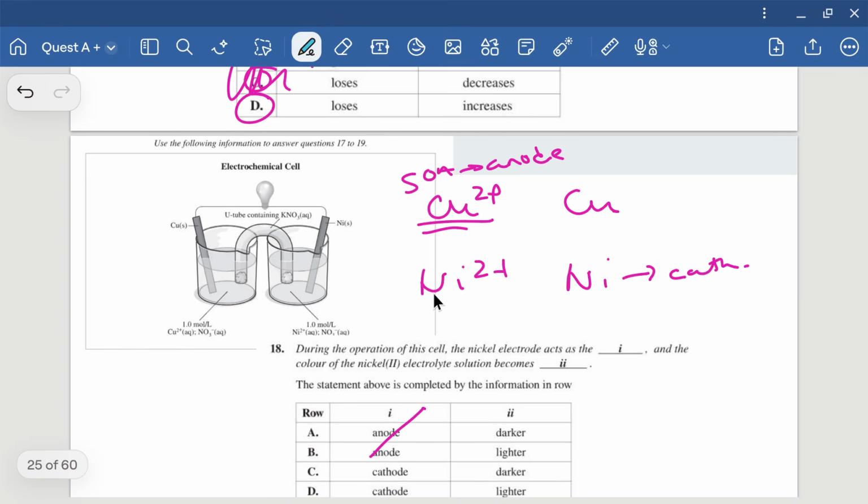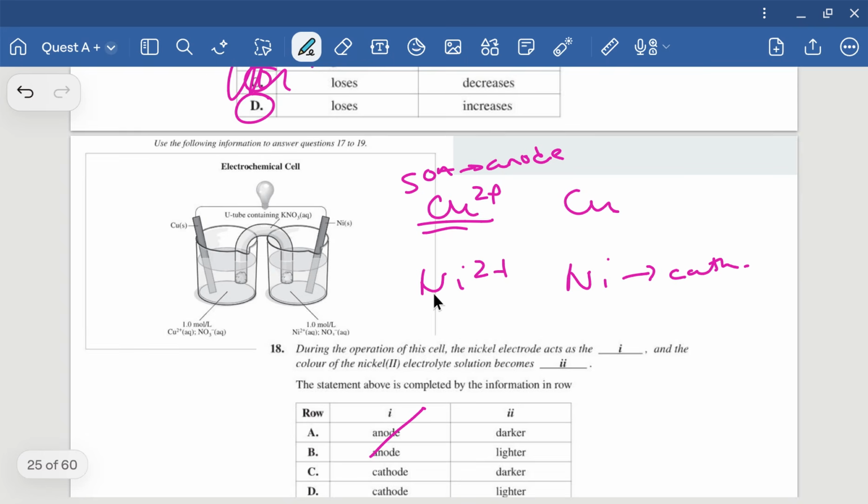So going through this, as the cell operates, the nickel electrode is your cathode. Did I say that right? Strongest OA as the cathode. And then the nickel electrode acts as the cathode. Yes, strongest is your oxidizing agent. Okay. I don't know why that's giving me so much issues right now.